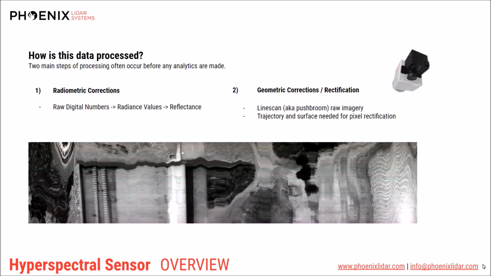The next step is geometric corrections. Hyperspectral imagery is collected in a line scan pattern.